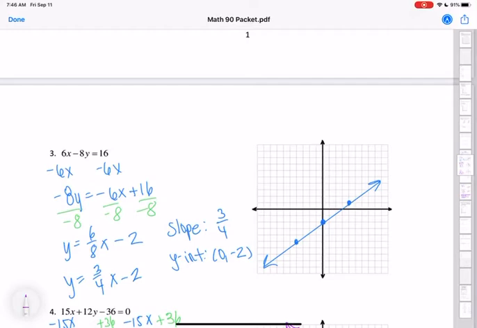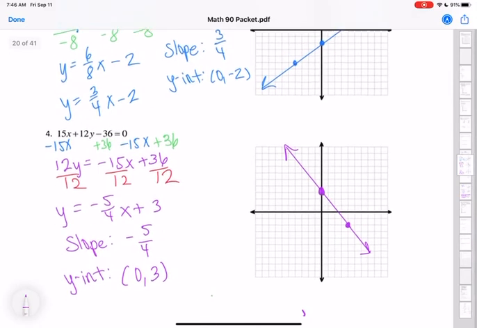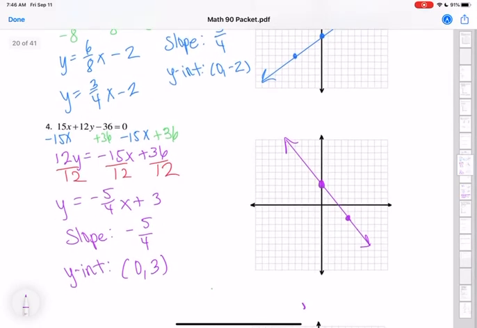Very good. The next one, if you aren't quite ready, hit pause again. Otherwise, here it is. Getting it into slope-intercept form, we have to move that 15x, so a minus 15x from both sides, and adding a 36 to both sides. We go ahead and divide everything by 12, getting y equals negative 5/4 x plus 3. Plot the y-intercept, use the slope, and get that line.